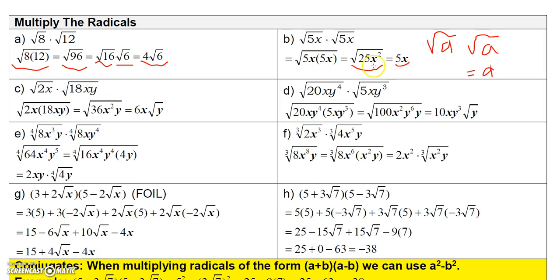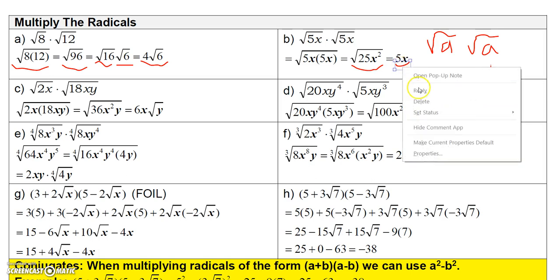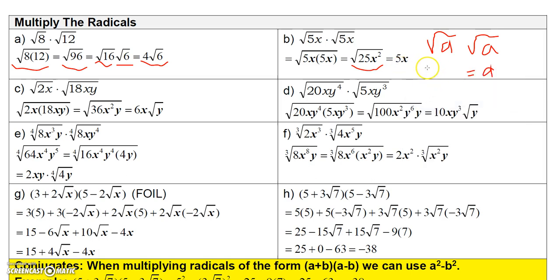Now, I will tell you that some texts will teach this where when they take the square root of something squared, they'll write that as the absolute value of x when it's a variable. So they'll write that as 5 times the absolute value of x rather than 5x. And that is in case the number you're squaring is a negative. But I'm not going to worry about that here. We'll just assume that all the variables are positive when I do the operations.